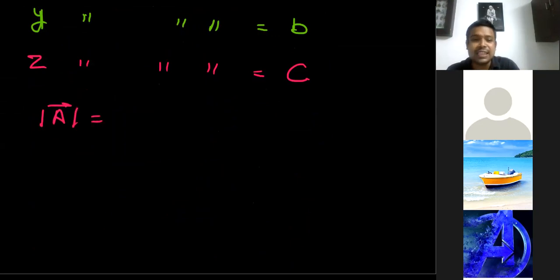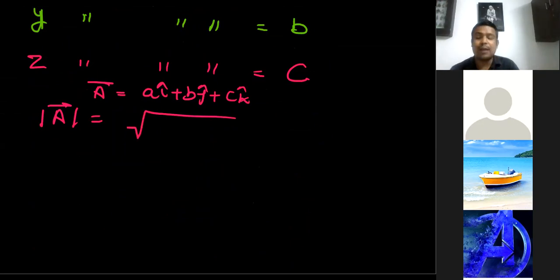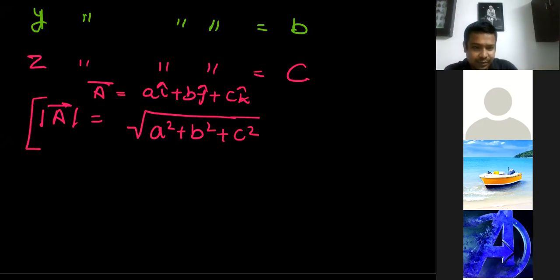My dear friends, suppose, what is the magnitude of vector A? If the vector A is A I cap plus B J cap plus C K cap, we know very well how to determine the magnitude of such an orthogonal vector. It is the square root of A square plus B square plus C square. That is the square of the coefficient of I cap, the square of the coefficient of J cap, the square of the coefficient of K cap. Clear, my dear friends? Yes, sir. Okay. Now this is the magnitude.